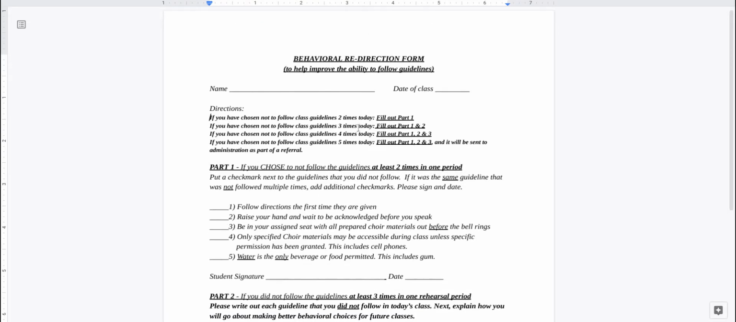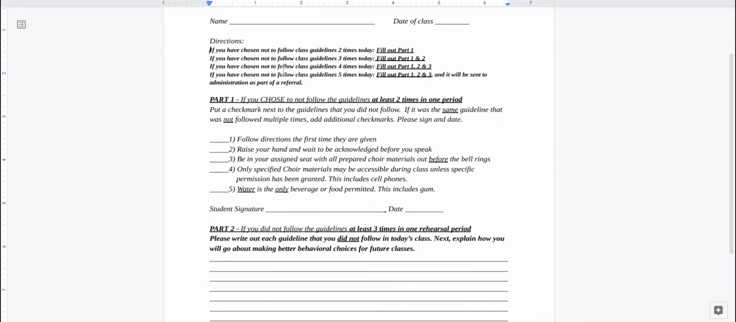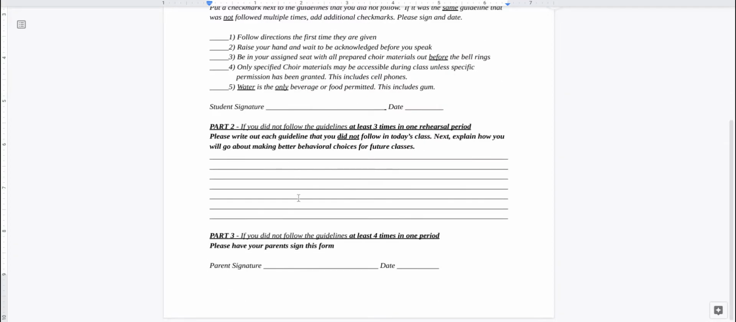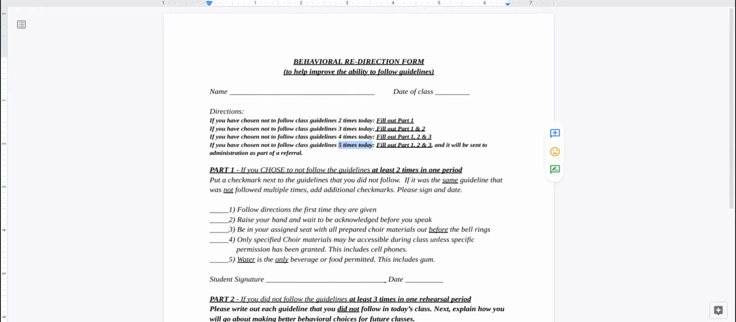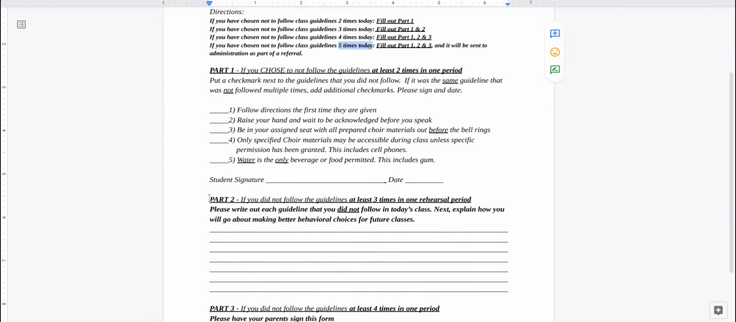Now, beyond this, if after filling out part one, two, and three, a student does not follow the guidelines five times, then I would suggest after the parents fill out the form, we send this to administration. Now, I wrote as part of a referral, but maybe it's part of a discussion of some sort. What we're basically looking for is administrative support. And when they see a form like this, they see that it was well thought out, that we've handled the situation appropriately, that we have clear guidelines, and that we have a way to help our students to become better in the rehearsal.